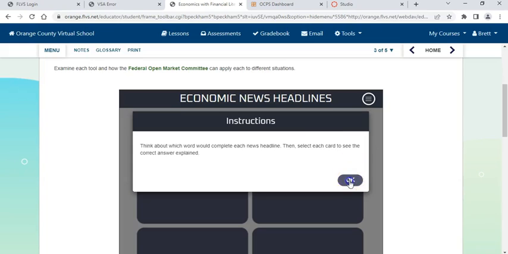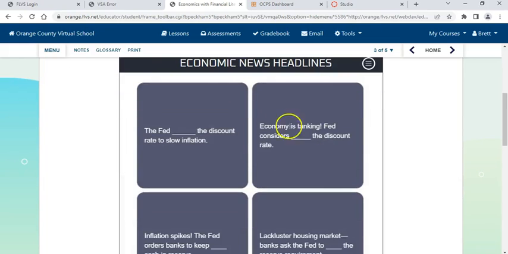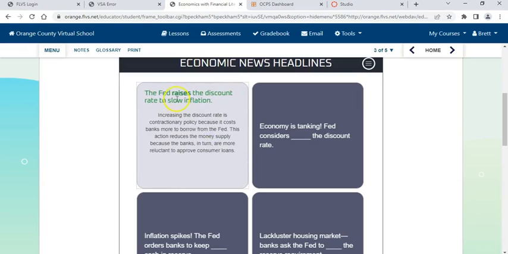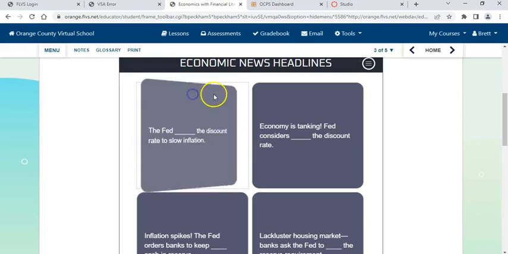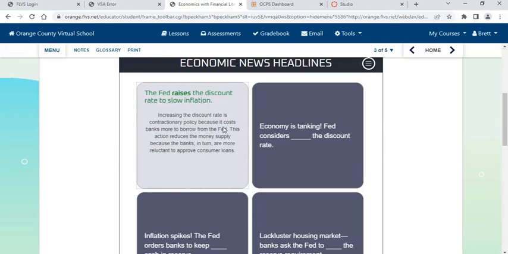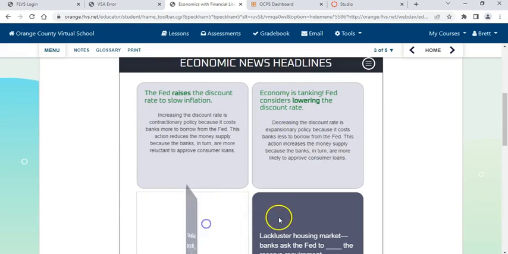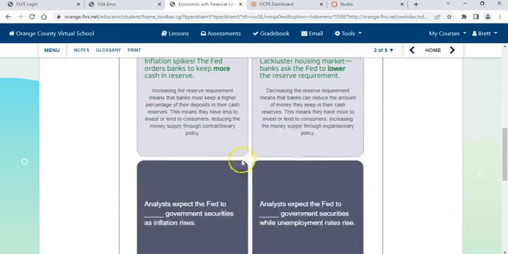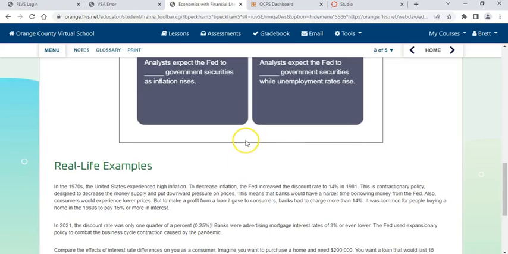Now we can take a look at testing your knowledge of the different tools. So you could say, all right, the Fed blanked the discount rate to slow inflation. To decrease inflation, you're going to want to see that the Fed will raise that discount rate. When you increase the discount rate, it makes it more expensive to borrow money, so banks borrow less. And you can click through all these here and get a better understanding of what's going on.